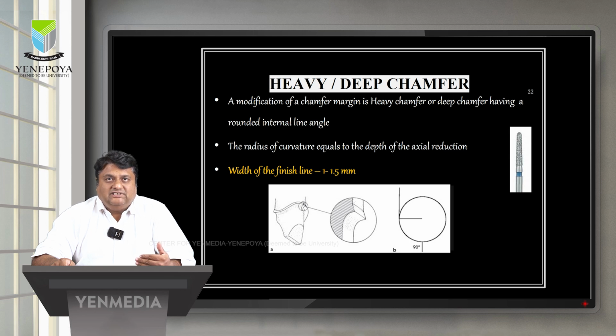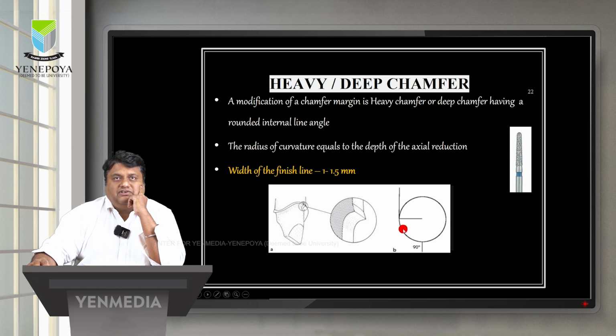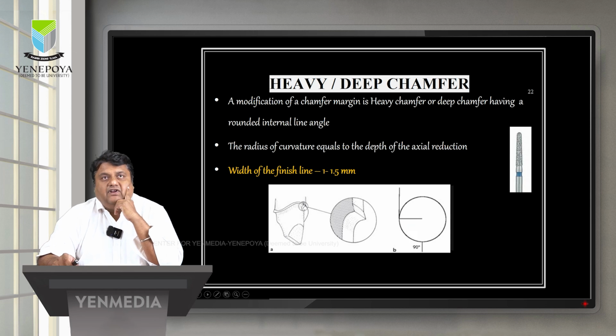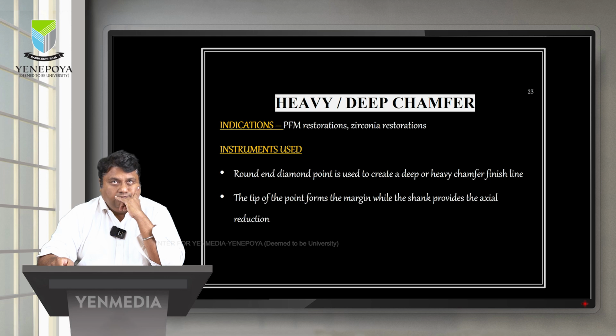Here the internal line angle becomes a little bit more obtuse, and you have a little bit more tooth reduction, but less than that of a shoulder. So the radius of curvature equals the depth of the axial reduction. If you see here, this is 90 degrees. The width of the finish line is roughly around 1 to 1.5 millimeter. So the indications would be for PFM restorations and importantly zirconia restorations.